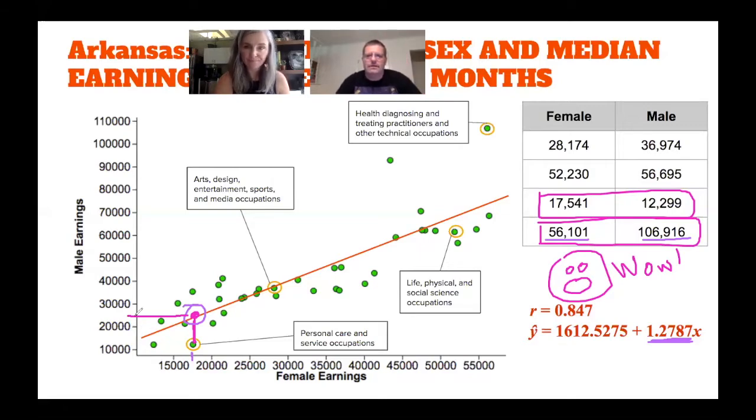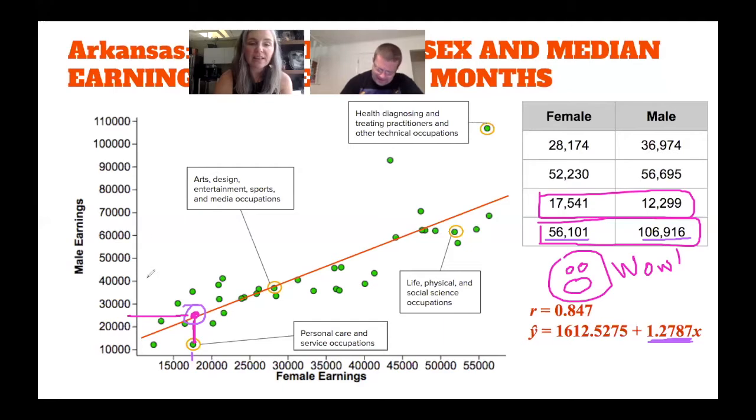Now, if you look at that job, service occupations, that's a low income job, and so there's no way to know why that is. I don't know. I'm not going to even speculate. Good idea.